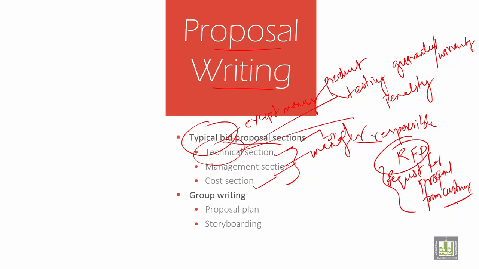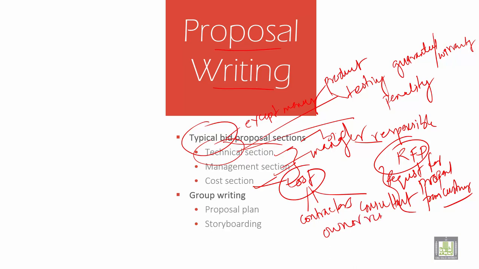Then we have a cost section. Cost section is related to all the costs for the project. So it talks about, like, a contractor will be paid for actual quantities of work performed, then verified by the consultant. So all these details are included, like contractor details, then also the consultants, then the owner representative. Okay, so these all talk about the costs of bidding the proposal in the typical bid proposal section.